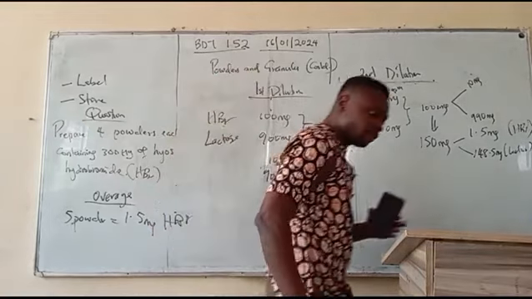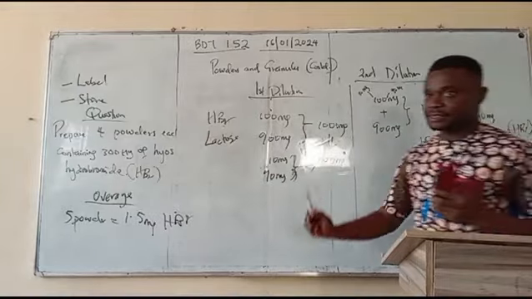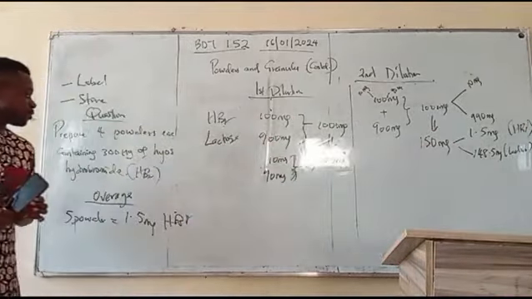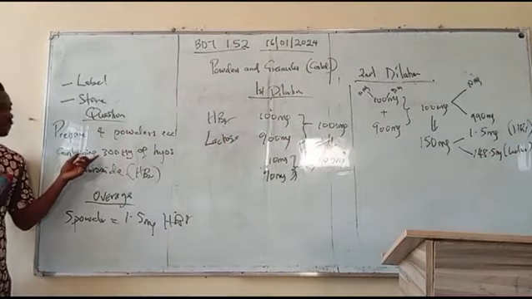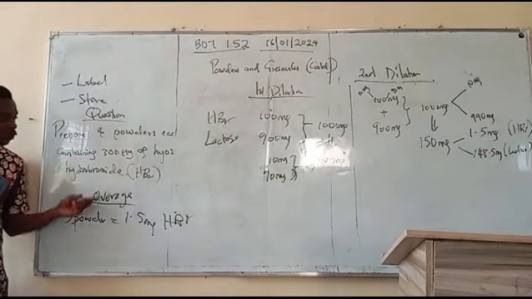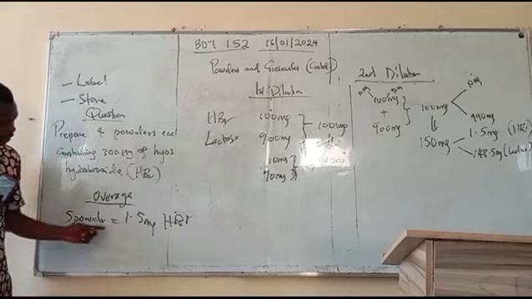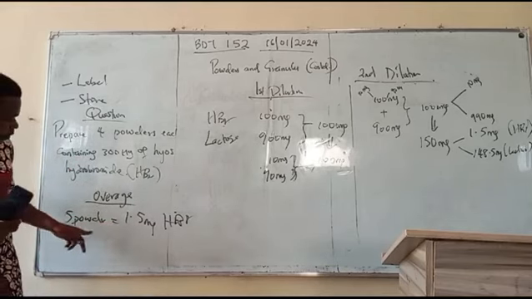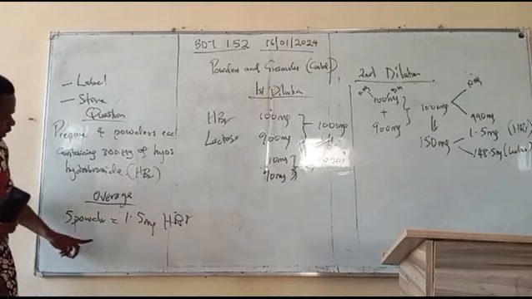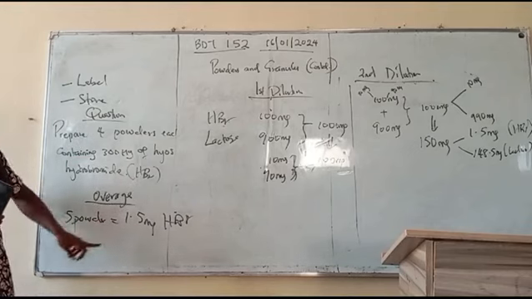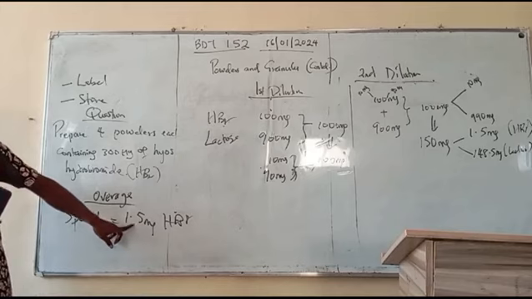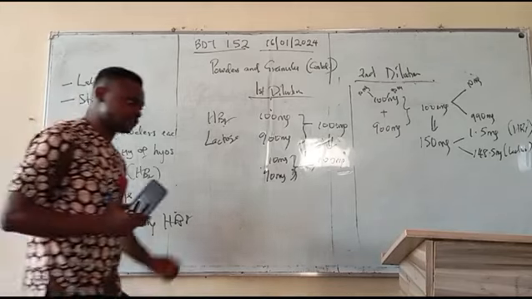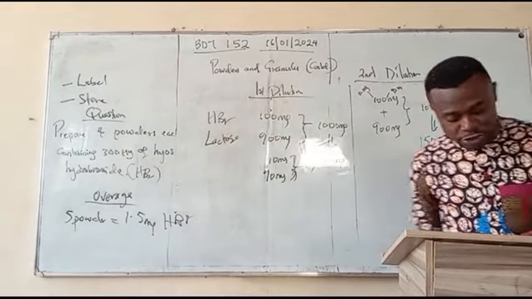Now, remember our target. Our target is to produce 4 powders, right? 4 powders that will contain 1.5 milligram of what? Sorry, 300 milligram of what? Hyacinth. Now, we have got to a junction.